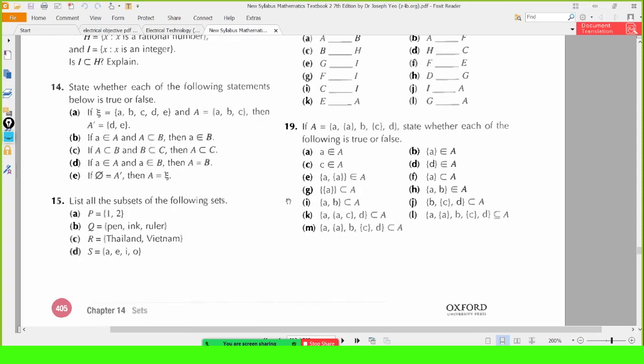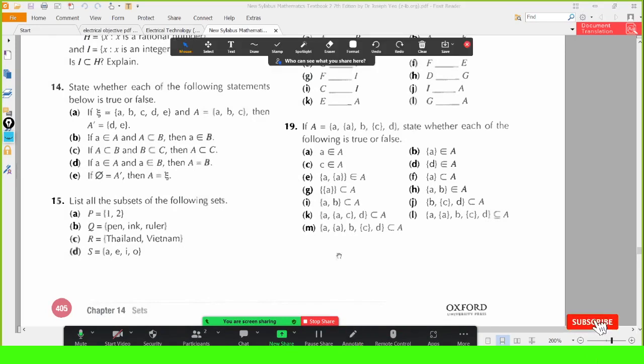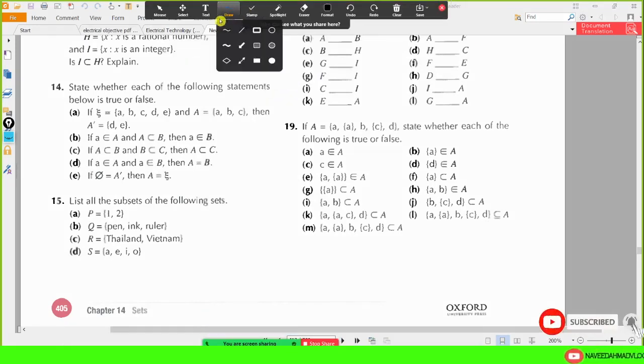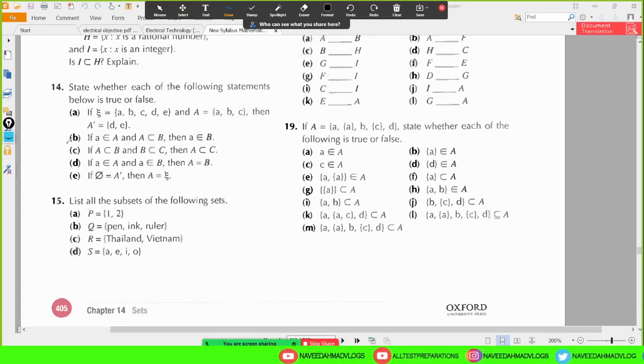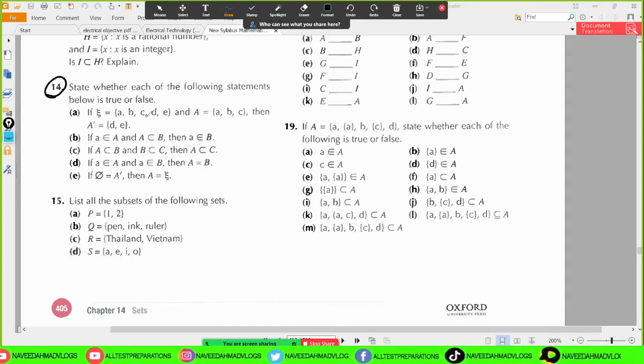Okay, question number 14: state whether each of the following statements below is true or false. The universal set is given to you, that is A, B, C, D, E, and set A is given as A, B, C, then A bar will be equal to D, E. You will need to check whether this is wrong or right.